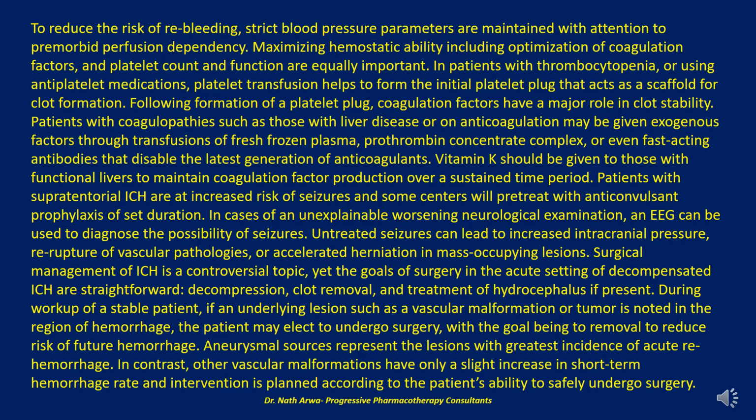During workup of a stable patient, if an underlying lesion such as a vascular malformation or tumor is noted in the region of hemorrhage, the patient may elect to undergo surgery, with the goal being removal to reduce risk of future hemorrhage. Aneurysmal sources represent the lesions with greatest incidence of acute re-hemorrhage. In contrast, other vascular malformations have only a slight increase in short-term hemorrhage rate, and intervention is planned according to the patient's ability to safely undergo surgery.